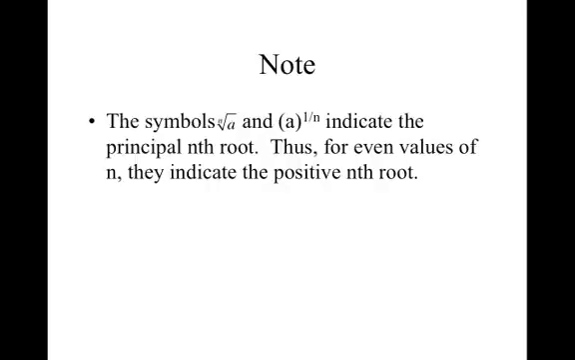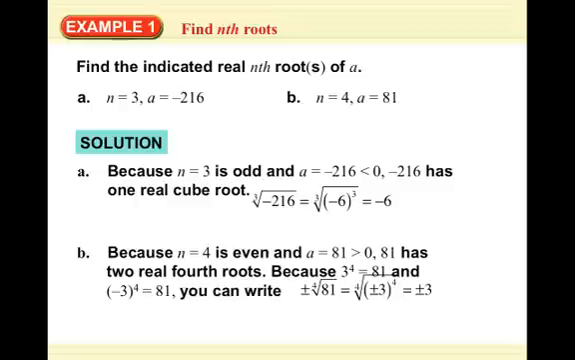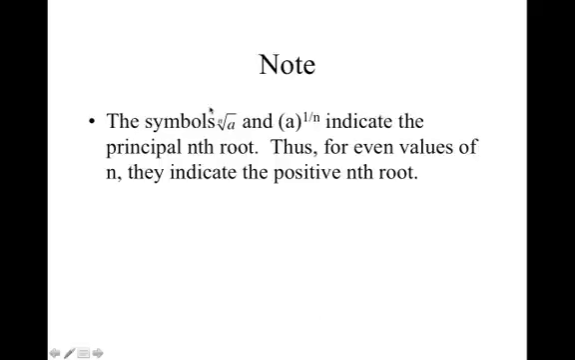Notice that if you had the symbols, just nth root of a and a to the 1 over n, those indicate the principal nth root. If you're told to find the roots in a situation like example 1, then you want both the principal and the secondary root, so you're going to list both. But if you just see this symbol, if you're just told to find the fourth root of 81, it would just be 3. Or if you had 81 to the 1 over 4 power, that would just be 3. But that's the principal nth root. Thus, for even values of n, they indicate the positive nth root when you're just told to simplify and you see those symbols.